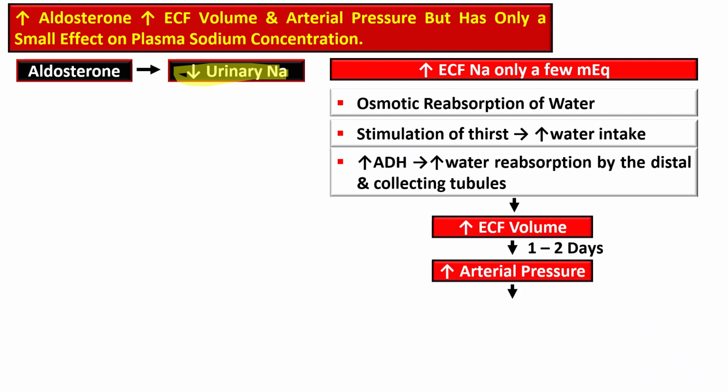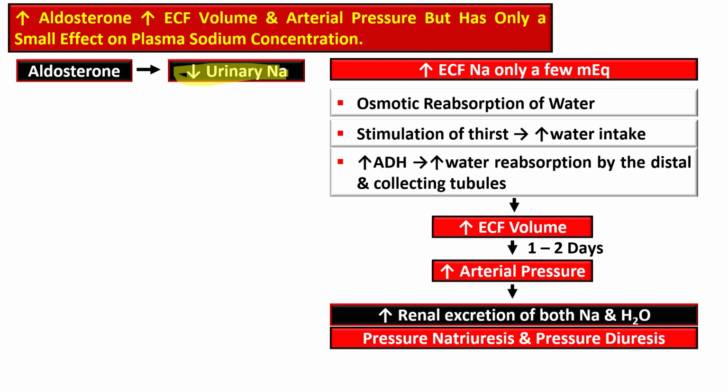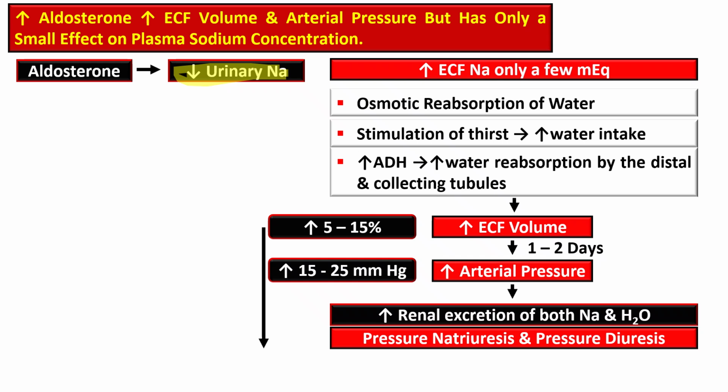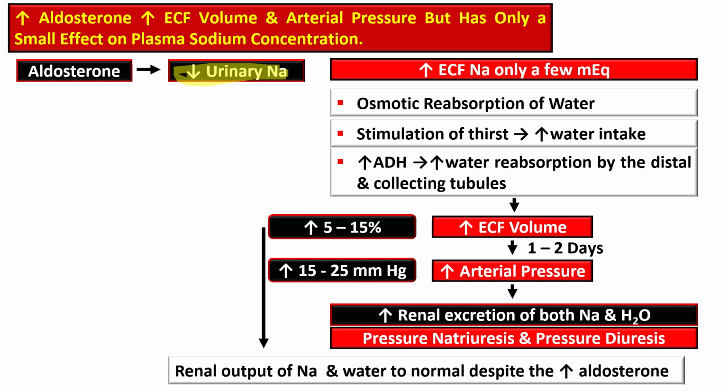If there is excess aldosterone, what happens? There is decreased sodium excretion in the urine, and also there is increased sodium and water retention that increases the extracellular fluid volume and blood pressure. After 1 to 2 days, the increased arterial pressure triggers pressure natriuresis, that is increased sodium excretion through the urine, and also pressure diuresis, that is increased water excretion. So the new balance is now aldosterone escape. Despite high aldosterone, sodium and water output returns to match the intake, but the blood pressure stays elevated.